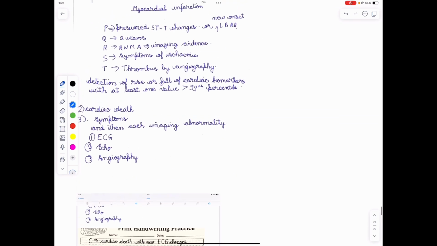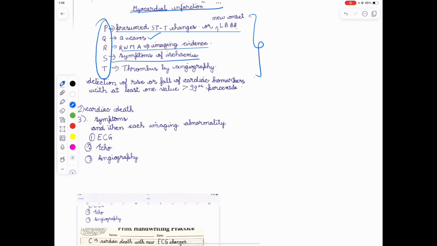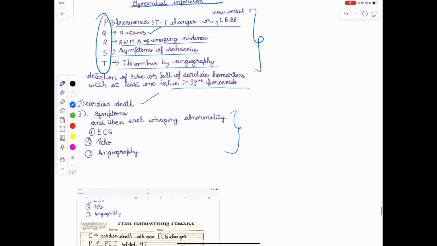For myocardial infarction, you can remember the definition like this. Just remember PQRST: presumed ST-T changes or new onset left bundle branch block, manifestation of Q waves, regional wall motion abnormalities seen on imaging, symptoms of ischemia, and thrombus by angiography. Detection of rise or fall of cardiac biomarkers with at least one value greater than the 99th percentile. Cardiac death is witnessed, and symptoms or ECG abnormality on ECG, echo, and angiography.